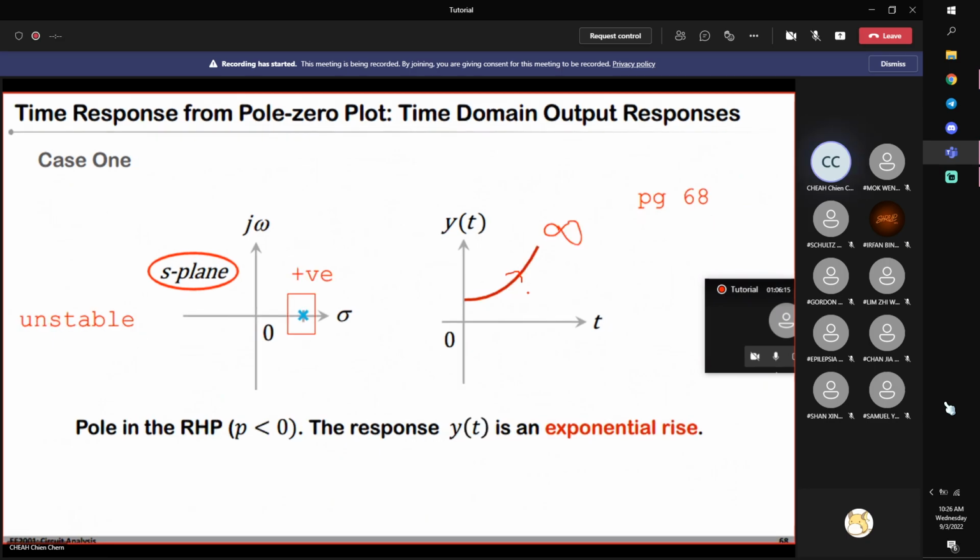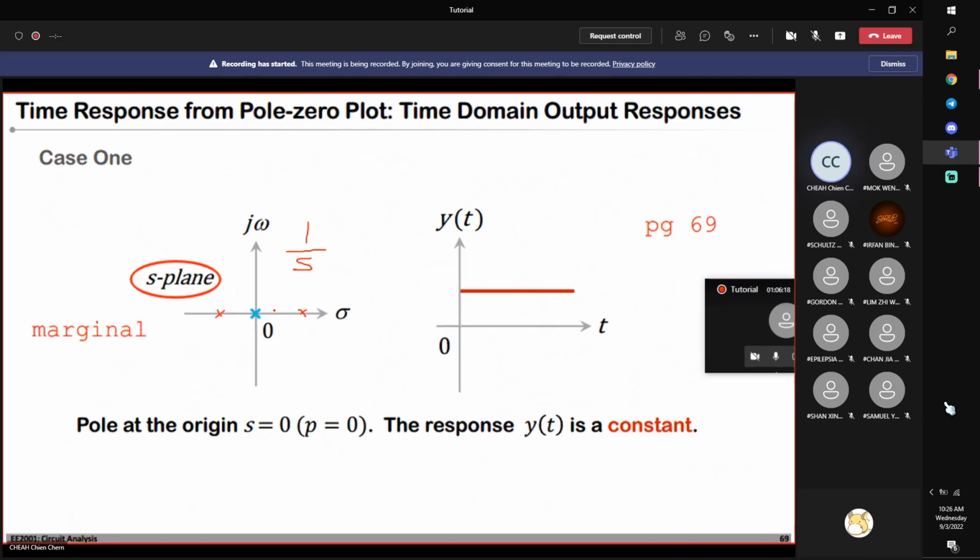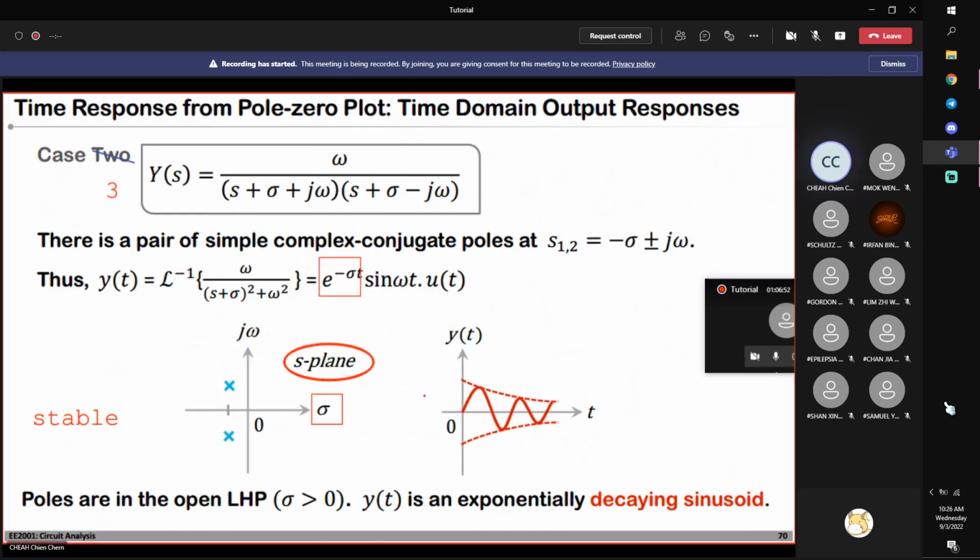But if you move it further into the right half plane, then it will become unstable. So it's something like that. Left half plane, decay to 0. Right half plane, go to infinity. In between is a constant, neither decreasing nor increasing. Basically, we must ensure that all the poles are on the left half plane, otherwise it will be unstable.